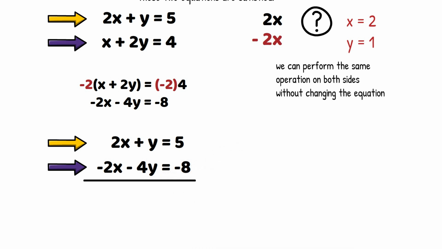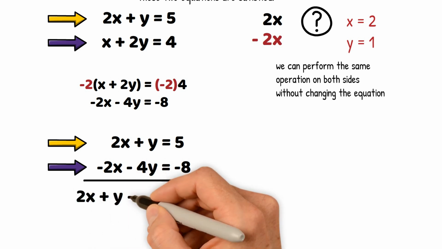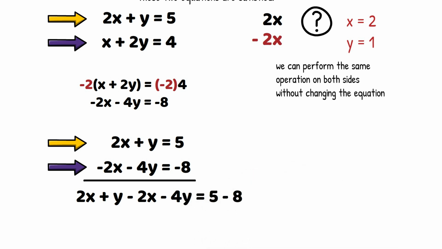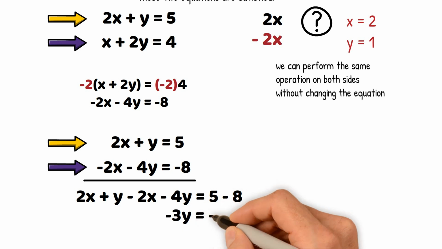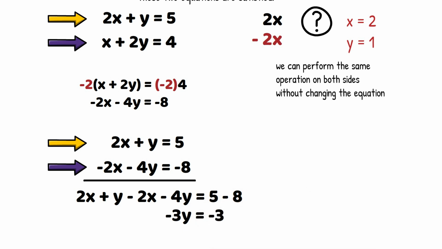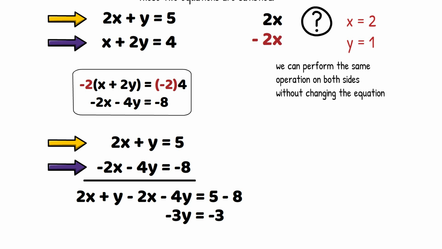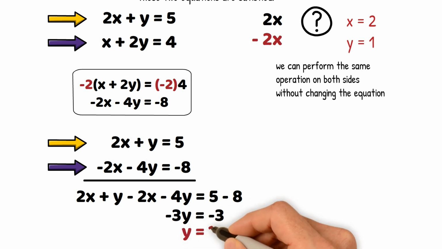We can do this because we're adding equal quantities, and so we're not changing the equal symbol. If we add both, what we get is 2x plus y minus 2x minus 4y equals 5 minus 8. The x's wipe out, and it simplifies to negative 3y equals negative 3. By multiplying the whole bottom equation by negative 2, we were able to establish it so that the variable x would cancel out when we added the two equations together. What we're left with is negative 3y equals negative 3, and if we solve it by dividing each side by negative 3, we get y equals 1.